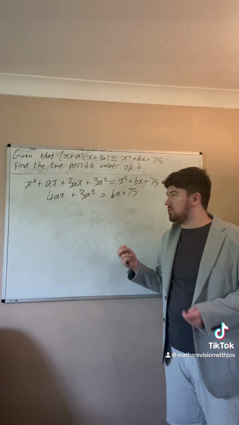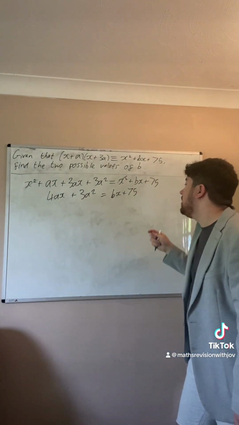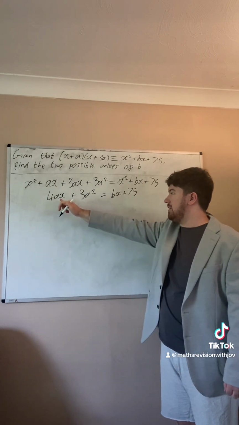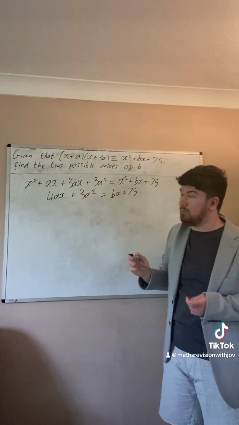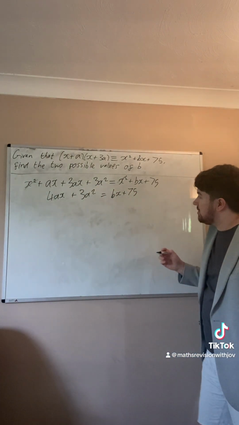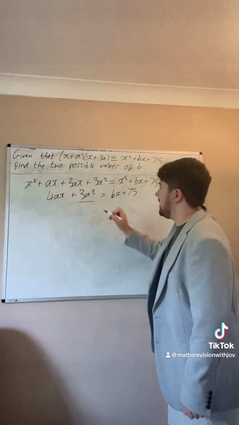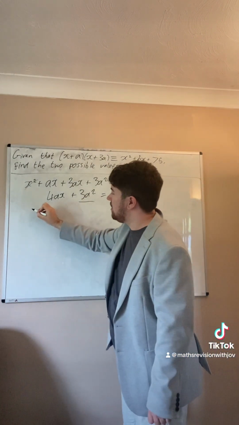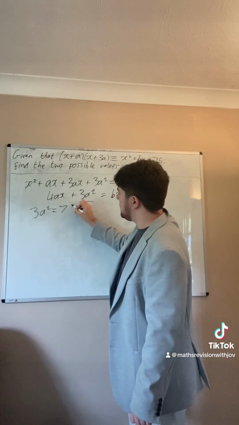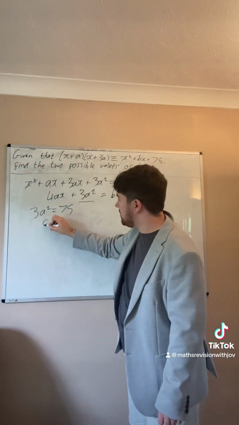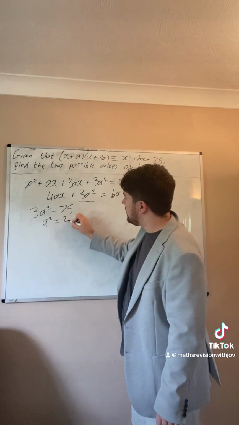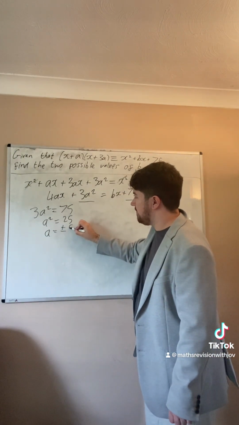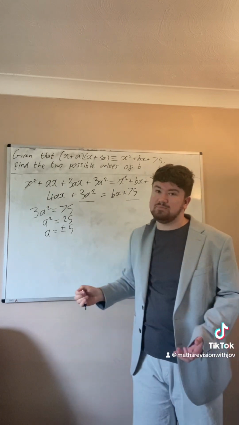Now we want to do what we call comparing coefficients, which means that every time we have a constant term, we can set those equal, and every time we have an x term, we set those equal, and if there was an x squared term, we would set those equal as well, but we've managed to cancel those. The first thing I notice is that we've got a 3a squared here and a 75 here. That's our only constant terms, which means that 3a squared equals 75. We can divide by 3, so a squared equals 25, which means that a is equal to plus or minus 5. Remember the plus or minus when you're taking square roots.